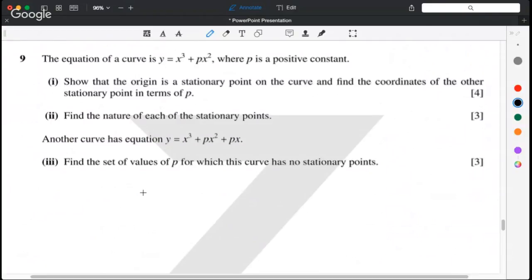So we're given an equation of a curve, and now we're asked to find stationary points. So we've seen stationary points a bit in this paper and in previous papers. So the way to do this is, of course, to differentiate, as always. So let's talk about dy dx. Well, that's just 3x squared plus 2px. And we know that for a stationary point, y prime is equal to 0. So this is equal to 0 when evaluated at a stationary point.